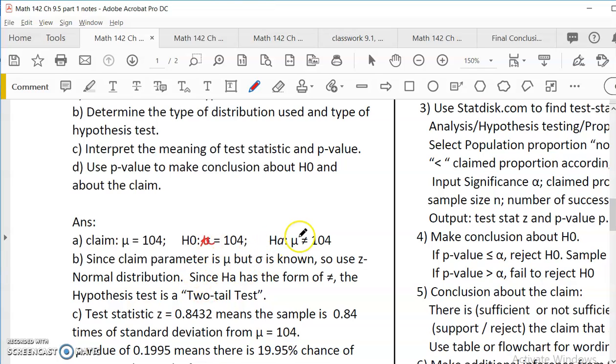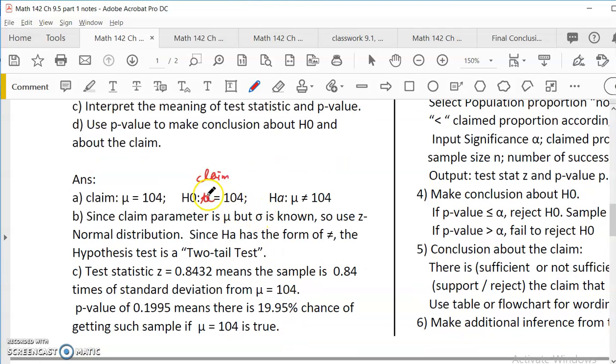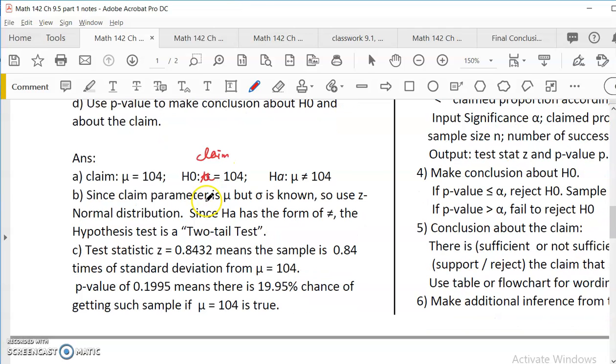So the alternative hypothesis should be mu not equal to 104, because this has to be the opposite, right? The claim now is here. When I do this hypothesis test, I would use the statement of reject the claim, reject the null hypothesis.